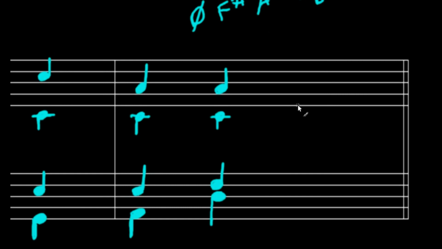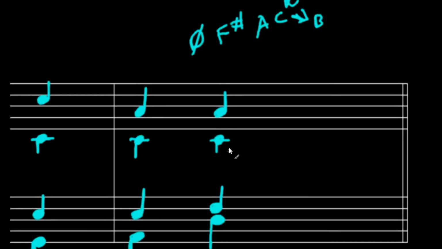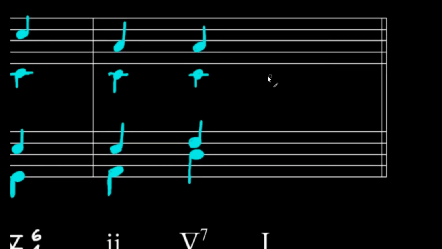So what we're going to do is, C already has to go to B, so I'm just going to go ahead and write that in because I know that it has to do it. So we have to work everything else around that. And we know that F sharp has to go to G.